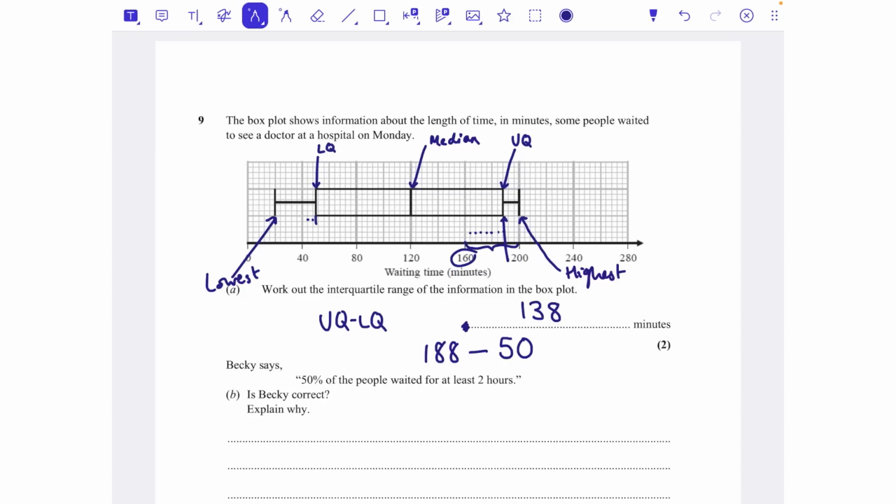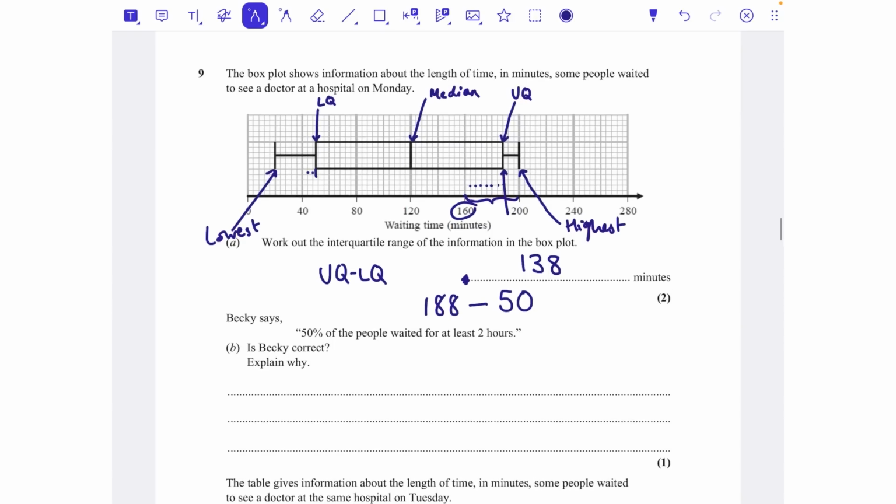Becky then says 50% of the people waited for at least 2 hours. Is Becky correct? Explain why. Now the way that the quartiles work in a box plot, you know that below the median 50% of the people are here. And you know that above the median, 50% of the people are here. The lower quartile is positioned a quarter of the way through the data.